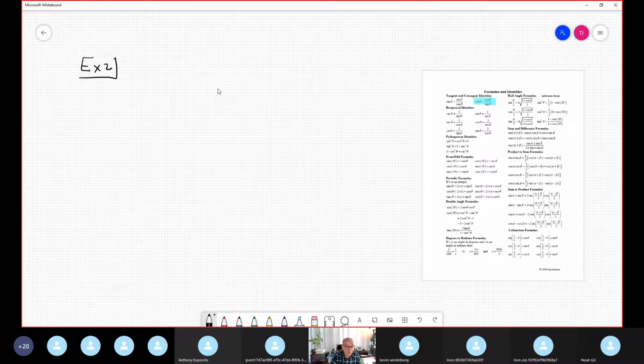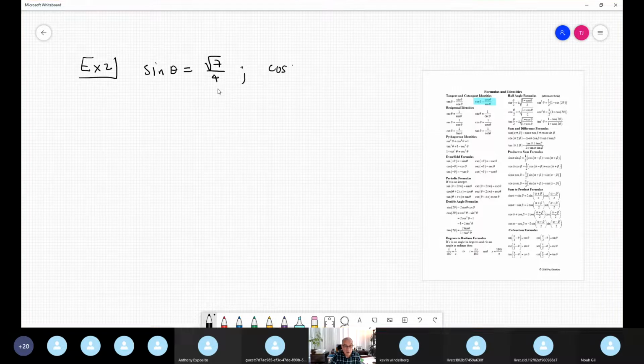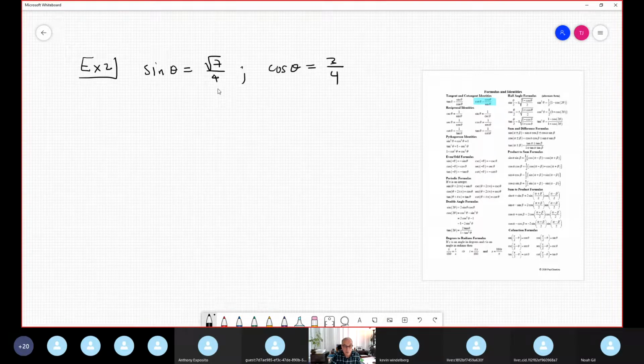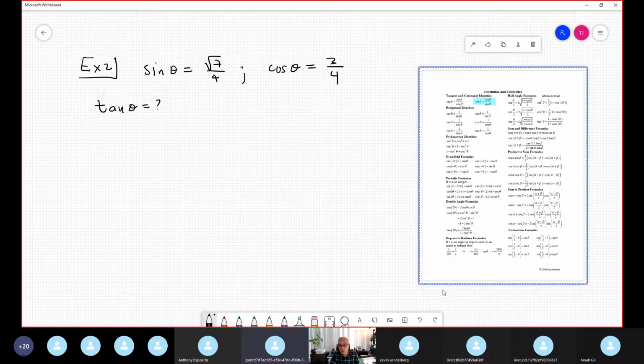Okay, I have sine theta equal radical 7 over 4. And it's also giving cosine theta is 3 over 4. And I need tangent theta. I don't know. What do you consider much better, doing the triangle or using the identity? Identity, Professor. Okay. What identity are you using?